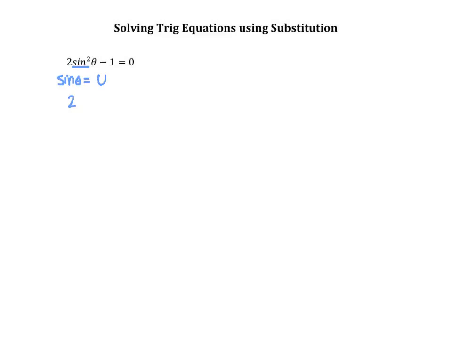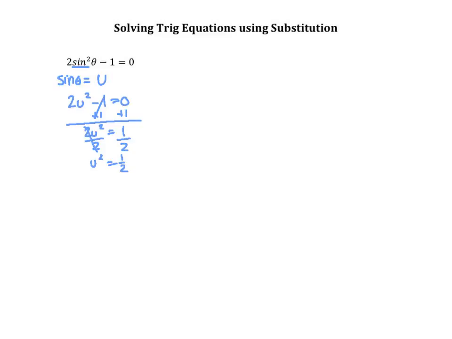So it's going to be 2u squared minus 1 equals 0. That will make most of your problems easier to deal with. Now let's solve for u. I'm going to add 1 to both sides. The 1's cancel, so 2u squared equals 1. Then I divide by 2, and I have u squared equals 1/2.